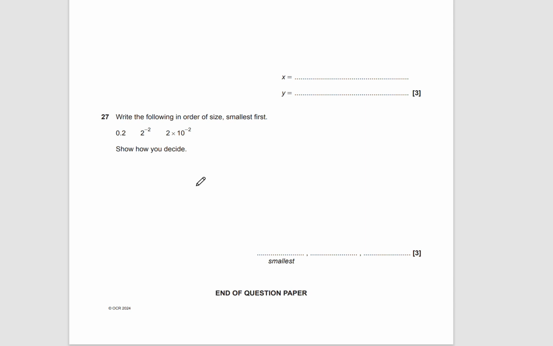And again, in your lessons, you will have been told to convert all these to decimals. It was a calculator paper, so you literally just type these things in your calculator. So the first one is obviously 0.2, so I just leave it as 0.2. 2 to the negative 2 comes out as a quarter, so 0.25. And then the other one comes out as 0.02.